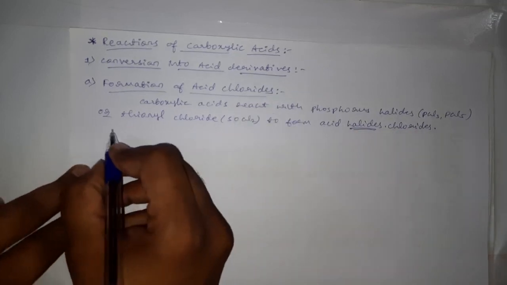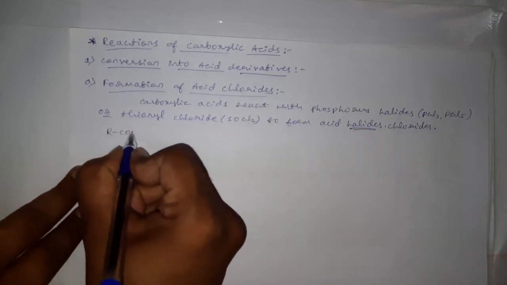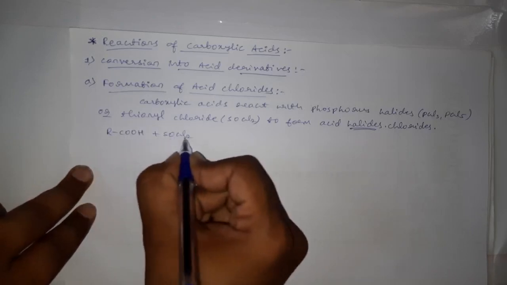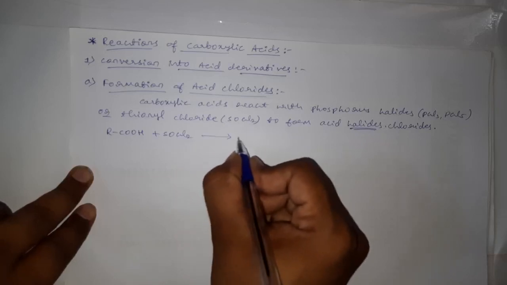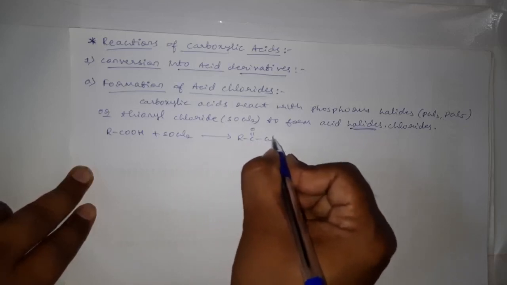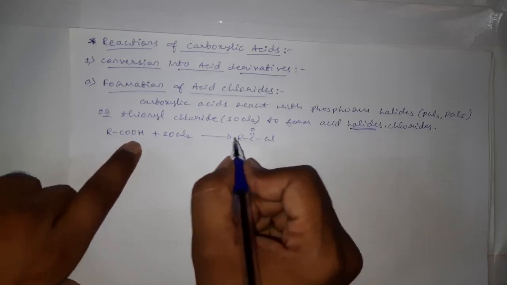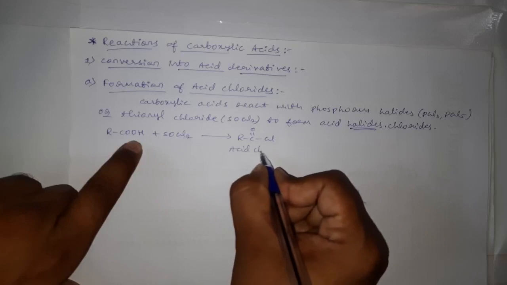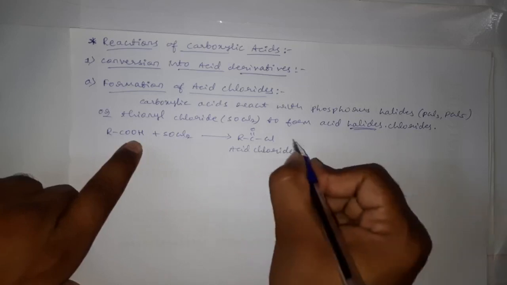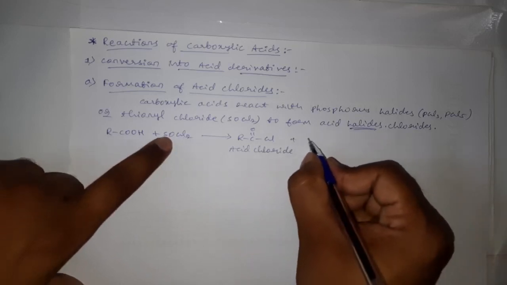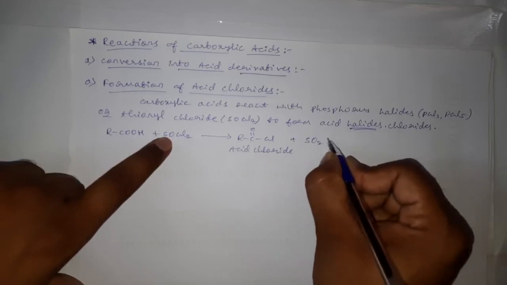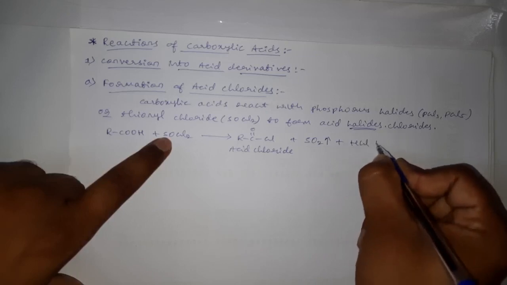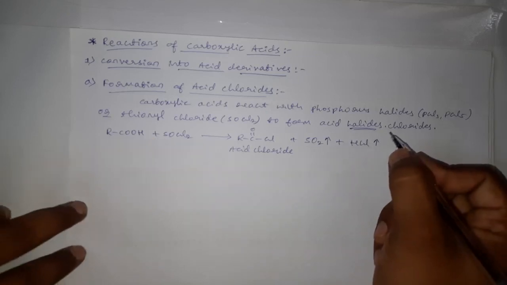See, I am writing the general reaction between carboxylic acid RCOOH and thionyl chloride. Thionyl chloride, and here we will get R C double bond O Cl. This OH is now replaced with the chlorine atom, and here we will get acid chloride plus SO2, which is in gaseous form, and HCl, which is also in gaseous form.